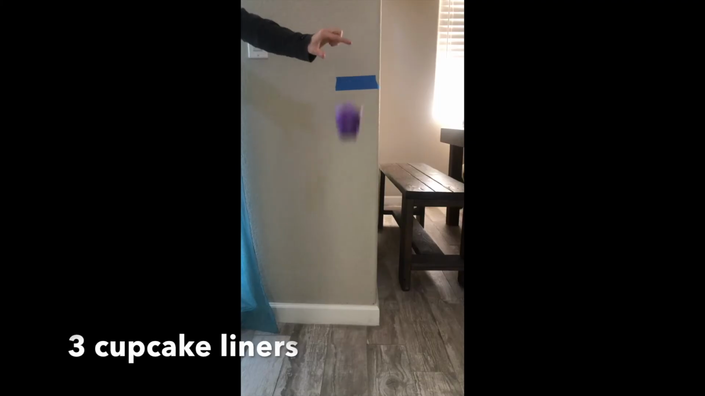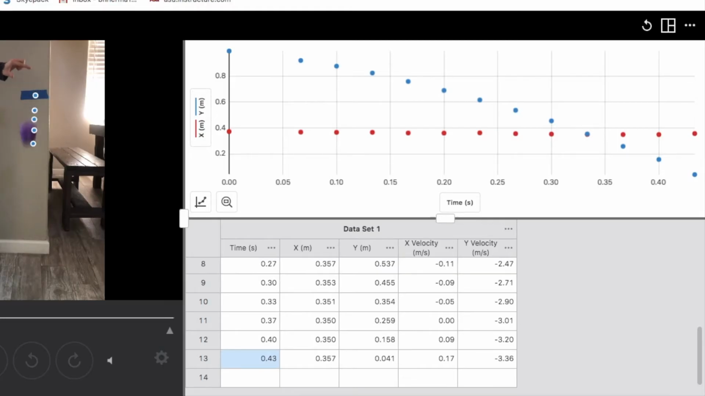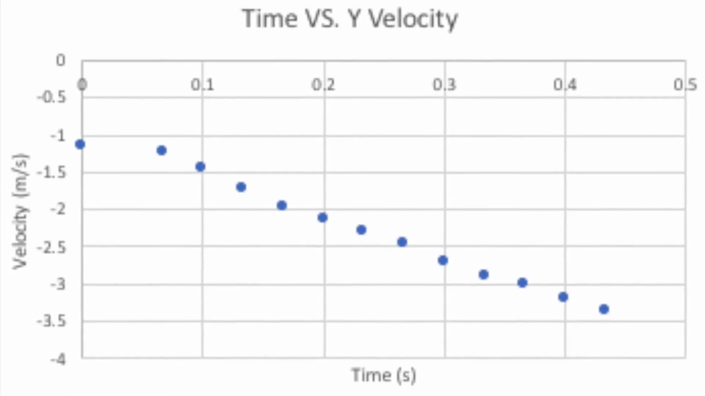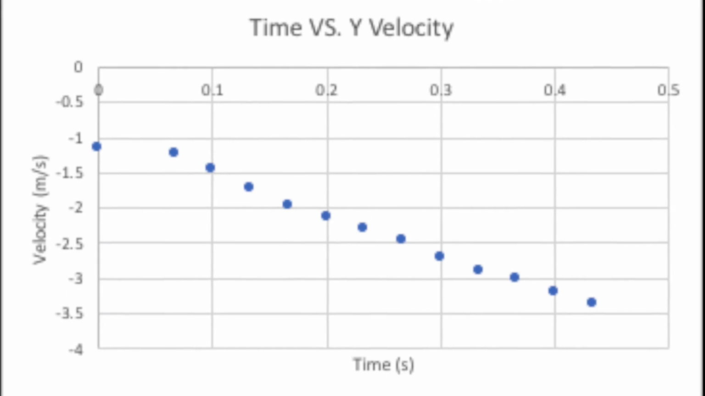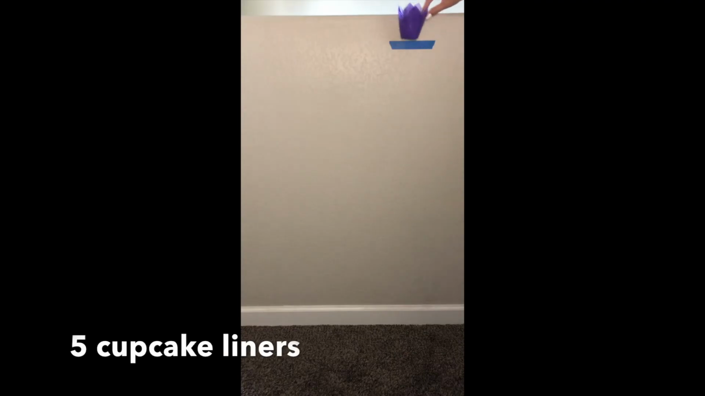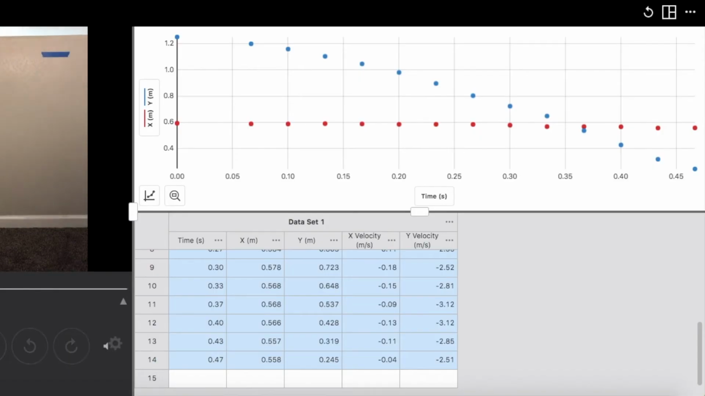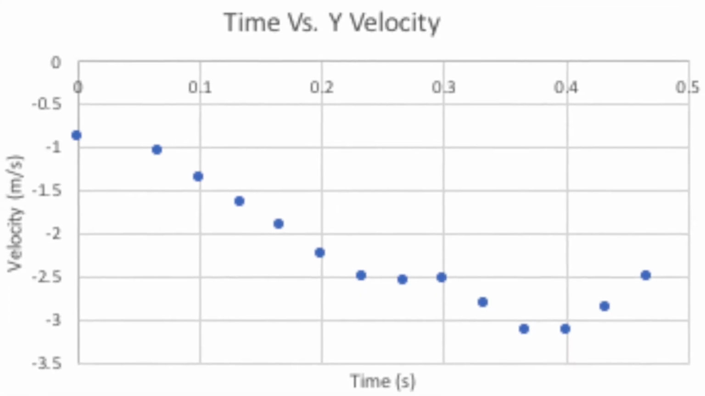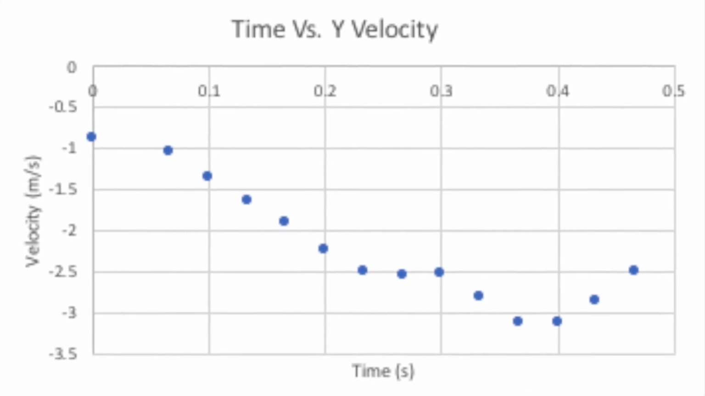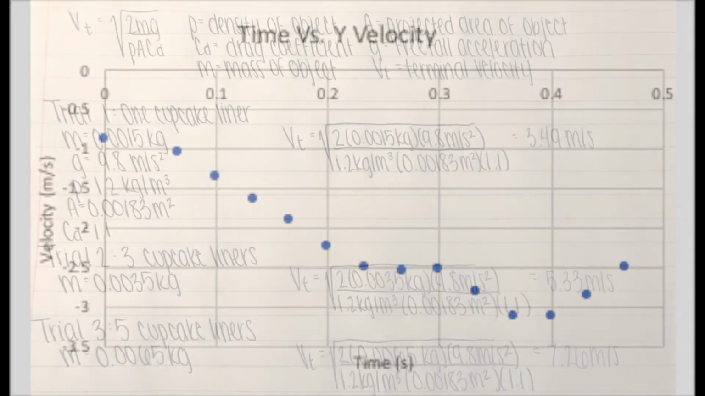region. When we dropped 3 liners and ran it through the analysis app, the data collected ended up giving the graph as follows. The 3 liners did not reach the terminal velocity. For the last part of the experiment, we dropped 5 cupcake liners from the preset 1 meter height. After doing this, we ran it through the video analysis app, and again, the graph showed that the 5 liners did not reach terminal velocity.